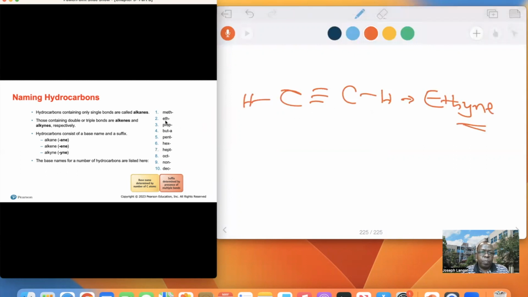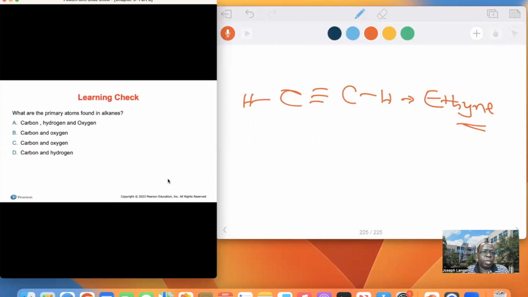If it is a two carbon chain, we call this ethane, propane for a three carbon chain, butane for four, pentane, hexane, heptane, octane, nonane, and decane. And I use those in naming them.